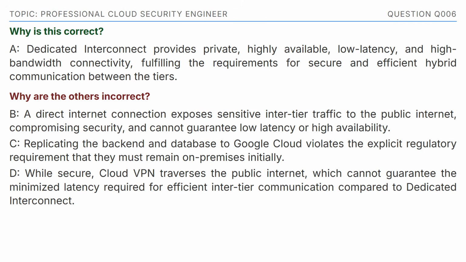Why are the others incorrect? B. A direct internet connection exposes sensitive inter-tier traffic to the public internet, compromising security, and cannot guarantee low latency or high availability. C. Replicating the backend and database to Google Cloud violates the explicit regulatory requirement that they must remain on-premises initially. D. While secure, Cloud VPN traverses the public internet, which cannot guarantee the minimized latency required for efficient inter-tier communication compared to dedicated interconnect.